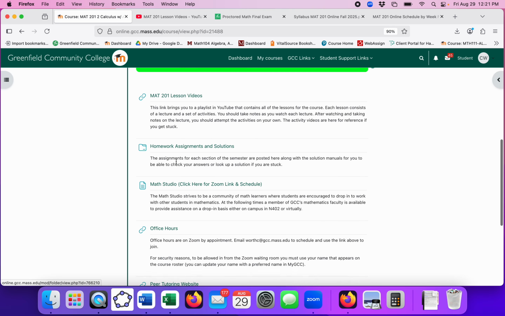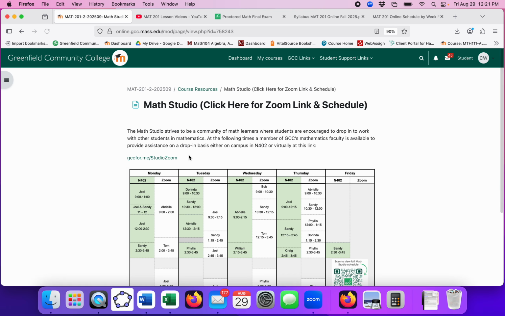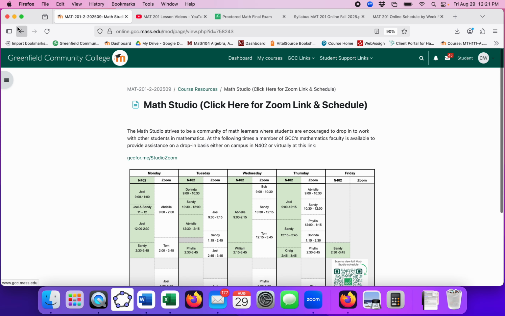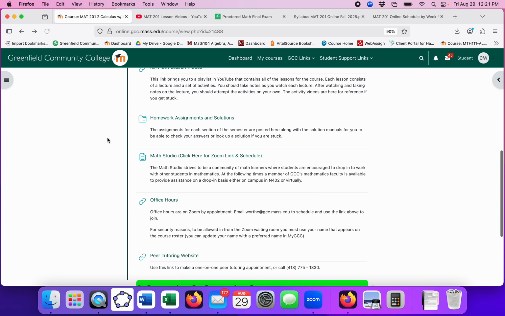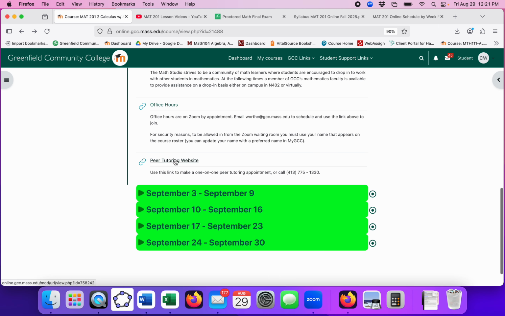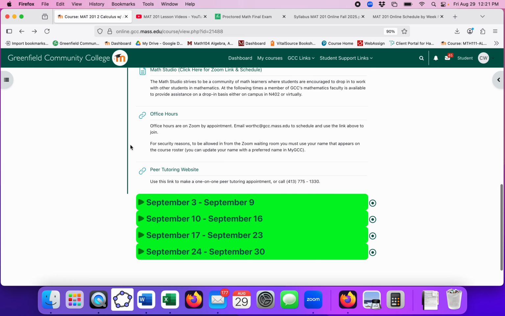Okay, so back to course resources, Math Studio. We have a link to the Zoom room for the Math Studio and a schedule of who's staffing the Math Studio when and where. Then we have my office hours. This is a link to my Zoom room. I'm not in there on a regular basis. If you want to meet me on Zoom, send me an email to schedule an appointment. And then there's a link to the peer tutoring website. You can call them or click this link to make an appointment for peer tutoring.